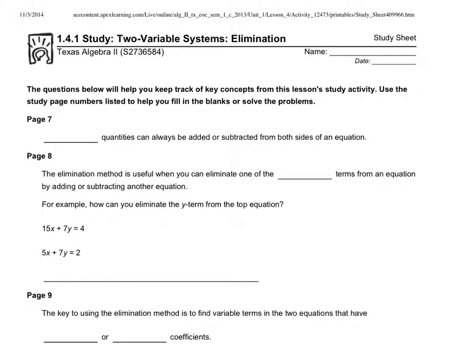So the third method of solving systems of equations is through elimination. It's important to note that any two quantities that are equal can always be added or subtracted from both sides of an equation. That's going back to the basic rule of math, which says if you can do something to one side of the equation, you must do it to the other. So the elimination method is useful when you can eliminate one of the variable terms from an equation by adding or subtracting another equation.